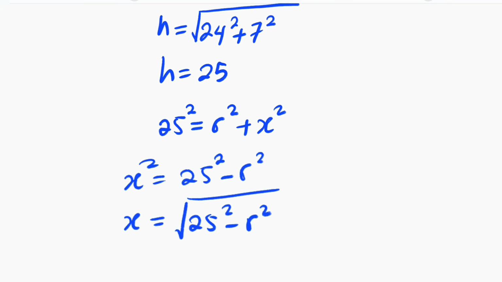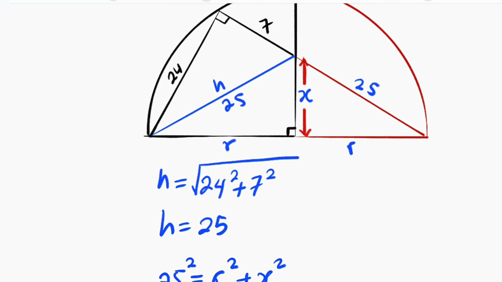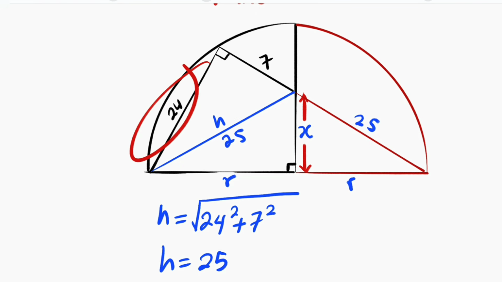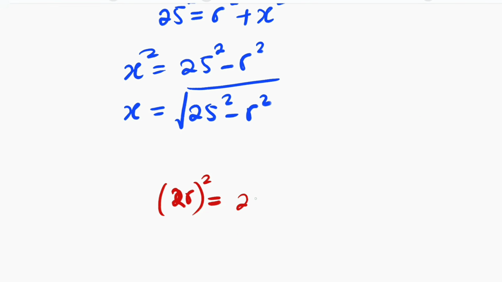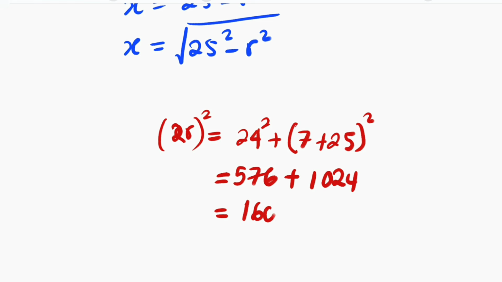So let's establish the relationship here. The base, which is 2r, squared, is equal to this side squared, which is 24, plus the other side, which is a combination of 7 and 25, also squared. 24 squared is 576, plus this is 32 squared again, and 32 squared is 1024. Let's add them together. This is equal to 1600 exactly.